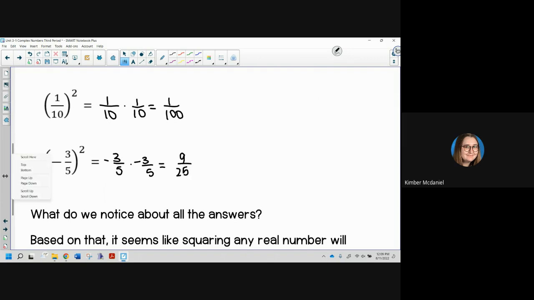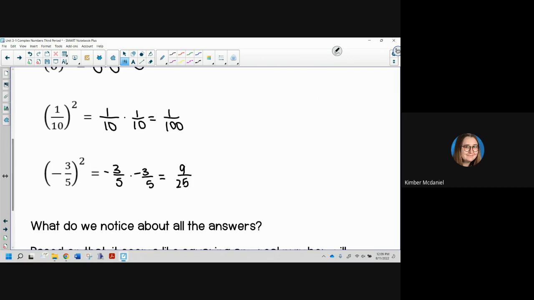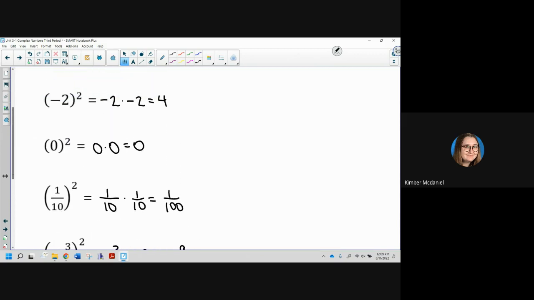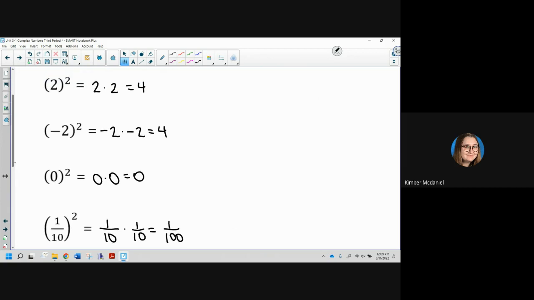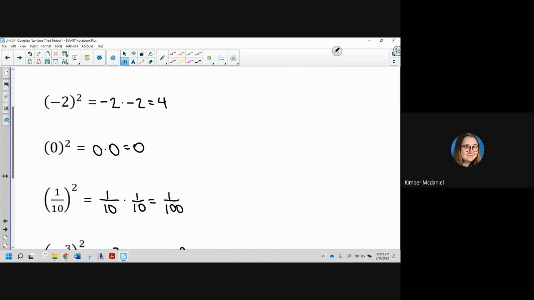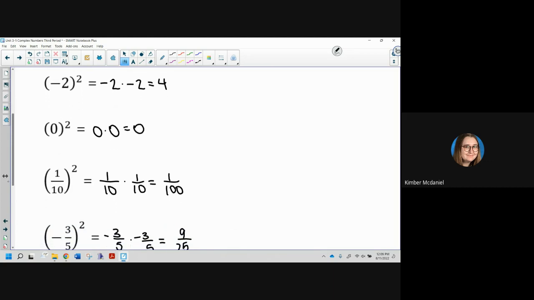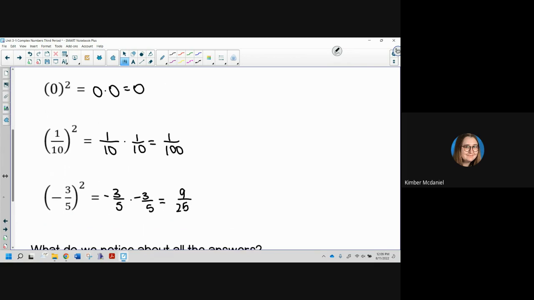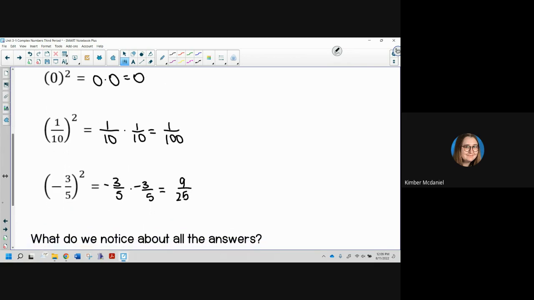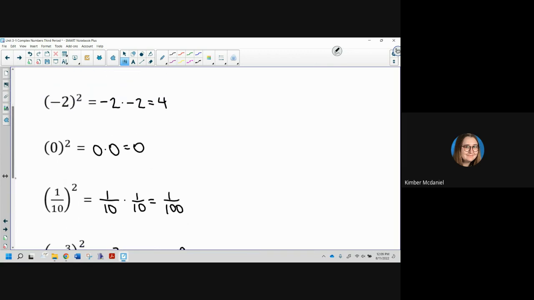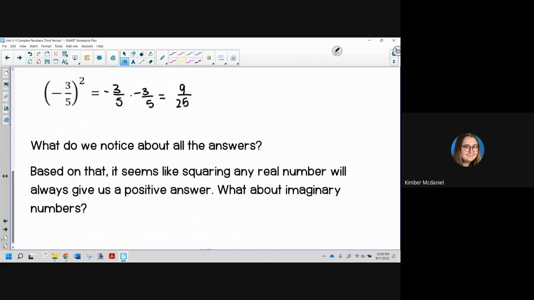Now, looking at these, which like I said, you don't have to write down, besides the 0, maybe, what do we notice about all of our numbers? What do they all have in common? The exponent of 2. And then what do they come out to be? They are all positive. So squaring any real number gives us a positive answer.